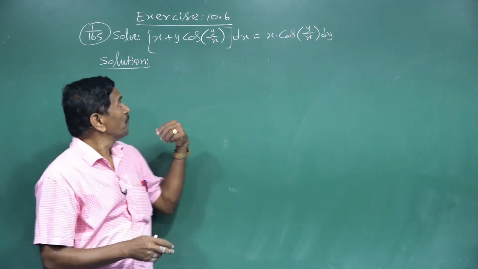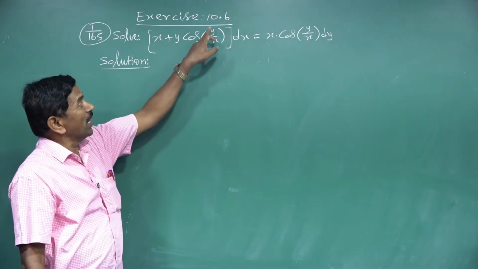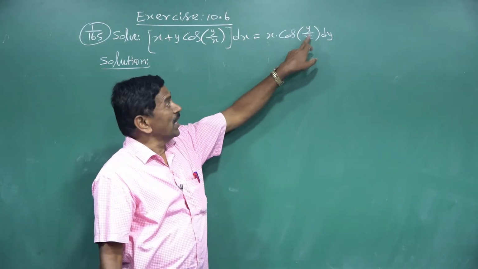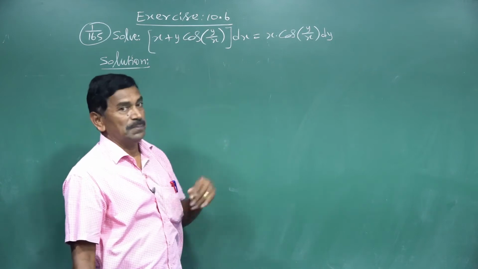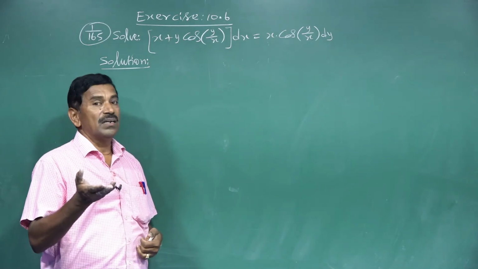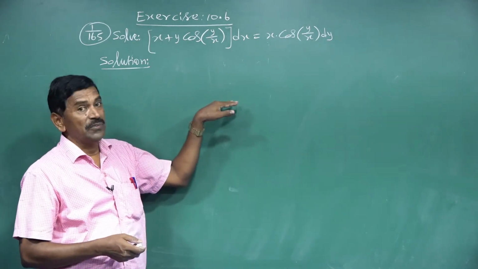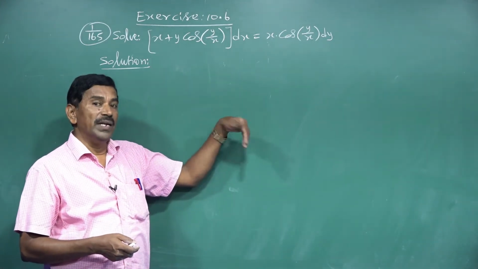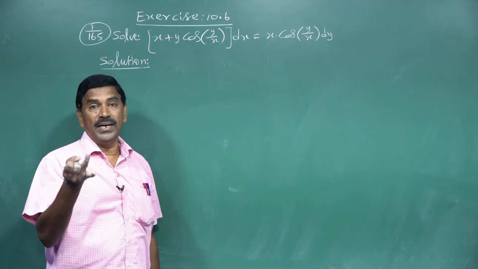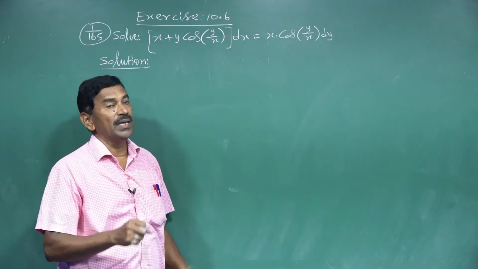Now come to this question. Solve the equation (x + y cos(y/x)) dx = x cos(y/x) dy. First, we want to identify the type. Listen, first let us try to identify whether it is a homogeneous differential equation or not. If it is not homogeneous, then we move to the next type, linear in x or linear in y. And if a question is not homogeneous, linear in x or linear in y, then finally it comes under variables separable. So it is a technique for this chapter.